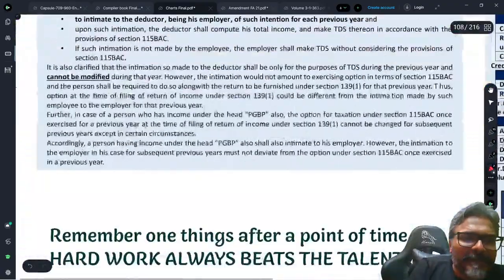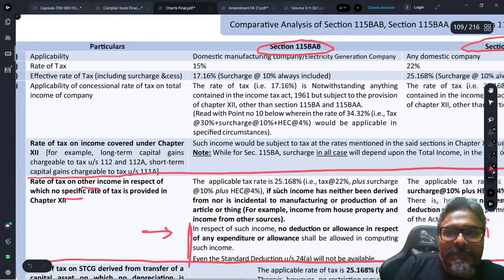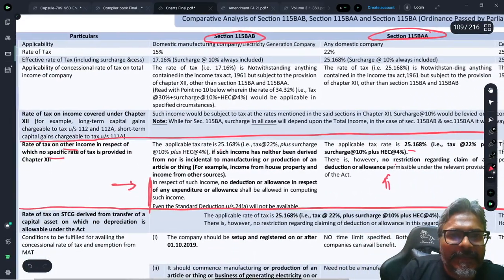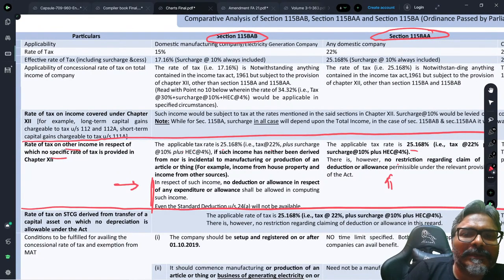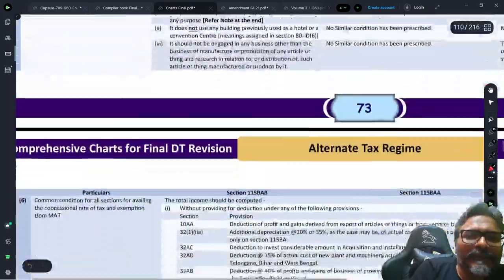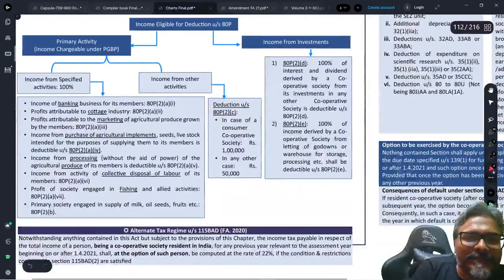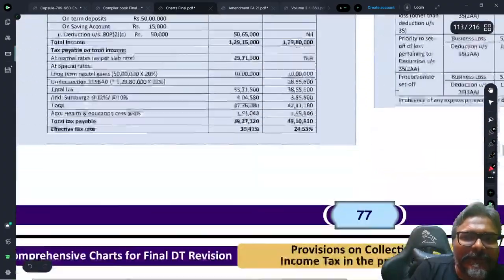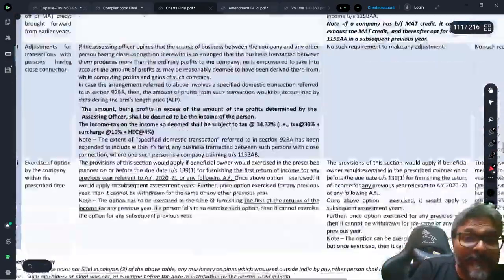I'll first check the company, because the company is what we have just discussed. Students, only two alternate tax regimes you have to consider: 115BAB and 115BAA. The recent trend with these sections is that the ICAI is targeting them in question number 1 itself, that is the total income question. I think all of you are aware of it, isn't it? So this has become a recent trend.